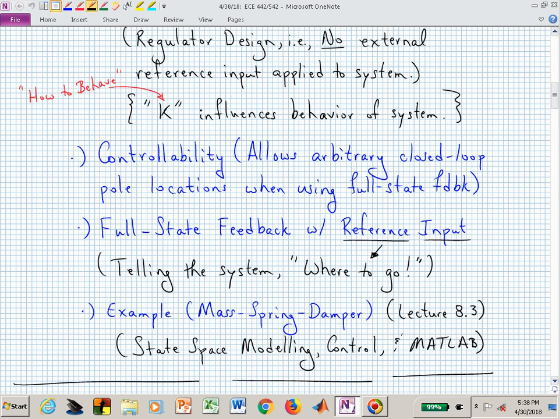And if you need help with homework number 8, I think the example that's illustrated in lecture 8.3, which is a mass spring damper, develops the model. It talks about how to find the full state feedback gain matrix K, and it illustrates how to do that using MATLAB. That might be helpful in solving homework number 8 problems.